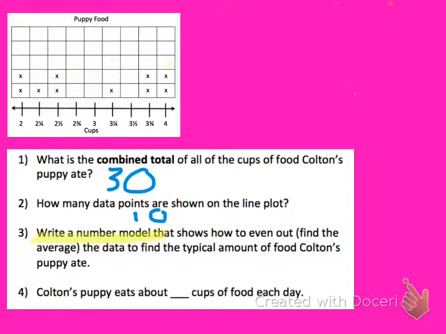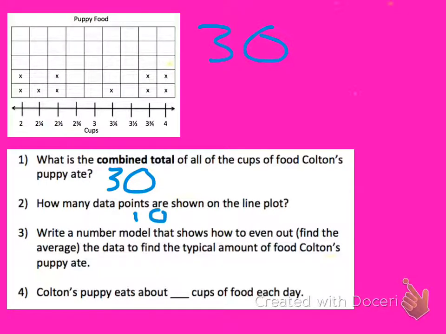Question 3, write a number model that shows how to even out or find the average of the data to find the typical amount of food Colton's puppy ate. To find the average, there is a formula, and it's to add up all of the numbers and divide by the number of numbers. So what that means is I already added up all this data and I got 30. So that means you get 30 total cups.